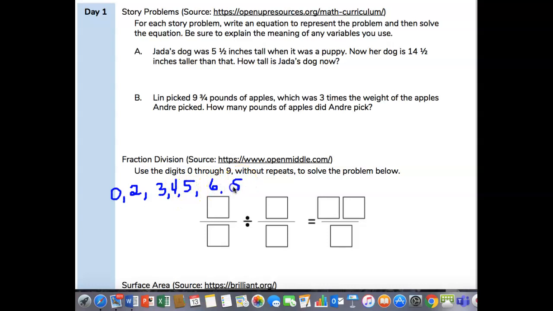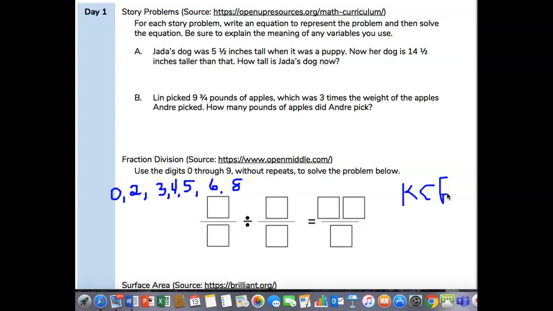I think that's right. 2, 3, 4, 5, 6, 7. 1, 2, 3, 4, 5. See, that's right. So we didn't use 1, and we didn't use 7 or 9. Play around with this and put these in here until you come up with one that works, but make sure you solve it and use the keep, change, flip strategy that I used in the last one.